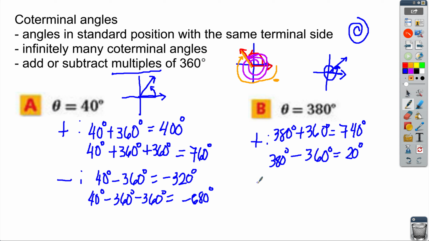Let's go ahead and find a negative measurement. As you can see, once we subtracted 360, it's not even enough. It's still a positive measure. So you can go ahead in the same manner and subtract 360 twice so that we can find your negative measurement. So this is about negative 340 degrees.